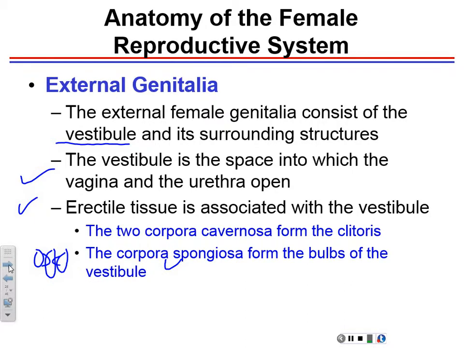The other two, the corpora cavernosa, form the clitoris, and those are the other two erectile tissue columns in the penis. It's the same thing, and we'll show you when the fetus develops, you see all these structures are the same. Then they just grow into the penis, or grow a little bit into the clitoris. So that's what it is.